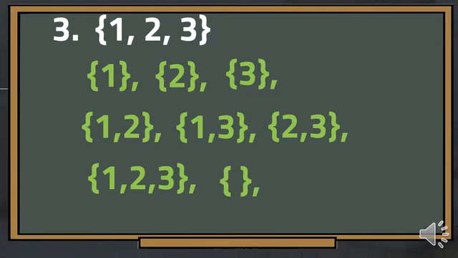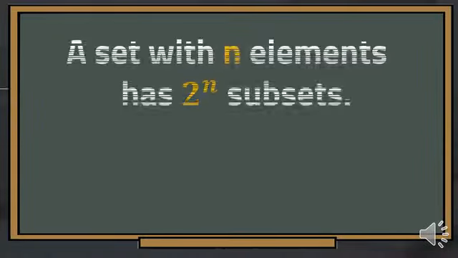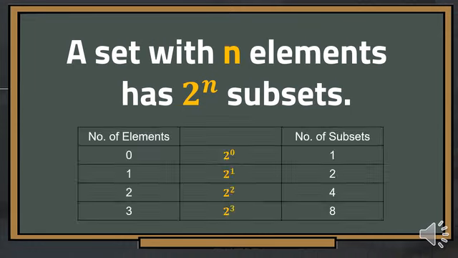Alright, the first thing to notice is that the total number of subsets doubles each time. A set with n elements has 2 raised to n subsets. So meaning to say, if we have 0 elements, that is 2 raised to 0, therefore the number of subsets is 1. If we have 1 element, that is 2 raised to 1, that is equal to 2. Therefore, we have 2 subsets.